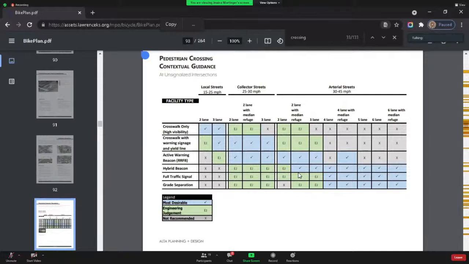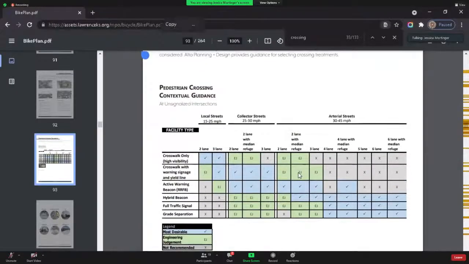And this is similar to that STEP document that Dave was previously talking about, but it's in the plan, where it talks about which crossing treatments are desirable versus not recommended versus engineering judgment, based on the lane types and the speed. So some of this exists in guidance already. This is at unsignalized intersections. Yeah, this is at unsignalized intersections. But there's not a similar thing for signalized intersections.